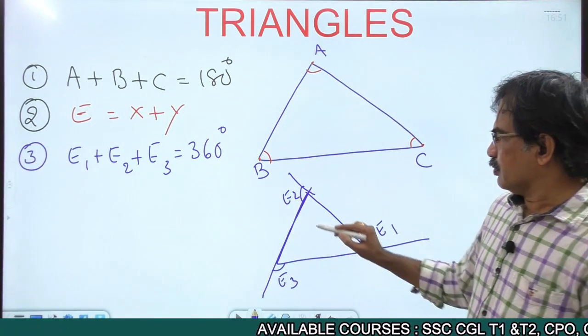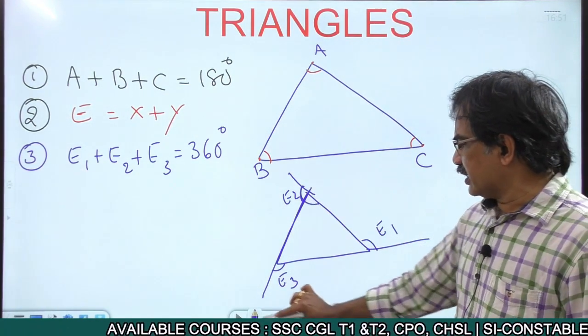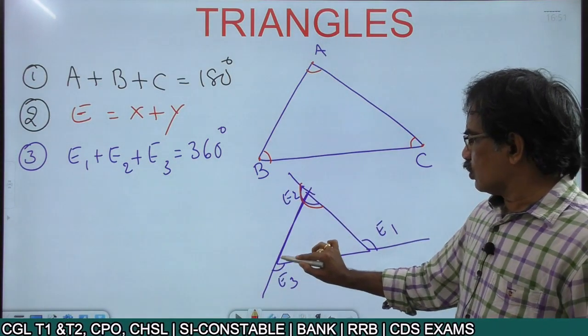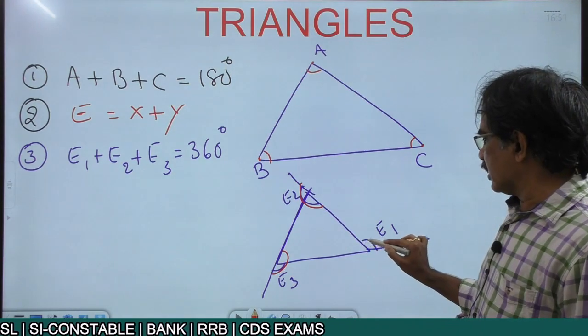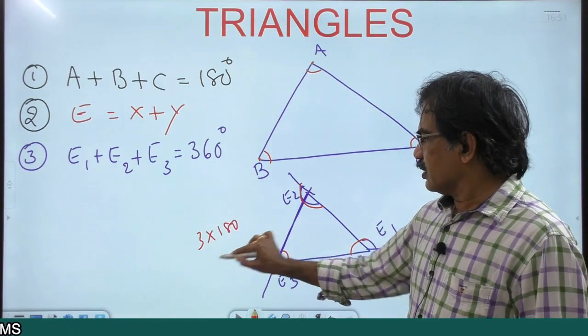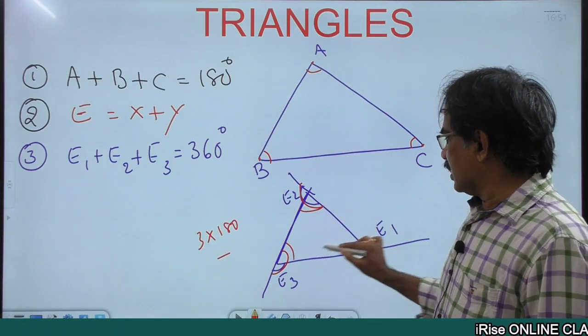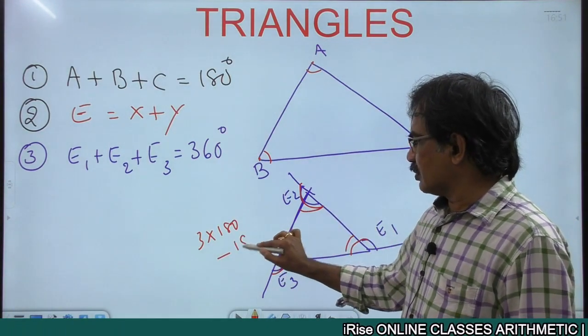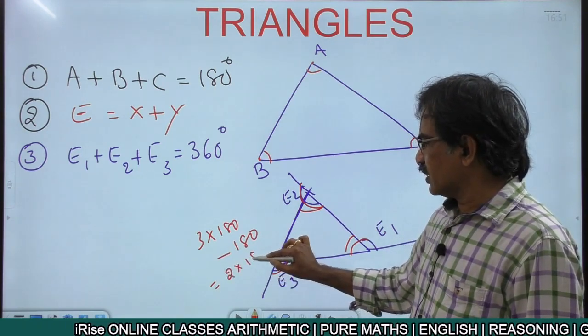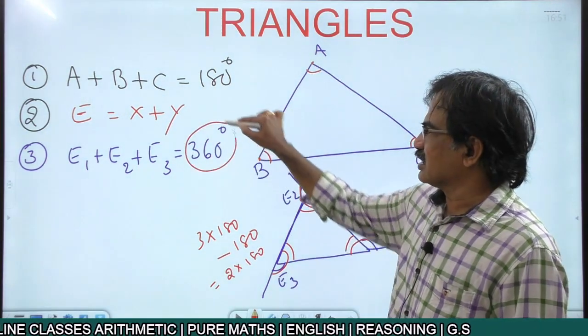This is also very simple. Here the total angle at this point is 180, this total angle is 180, this total angle is 180. So this is 3 into 180 minus the sum of interior angles, which is 180, subtracted, we get 3 into 180 minus 180, which is 2 into 180, which is equal to 360 degrees.